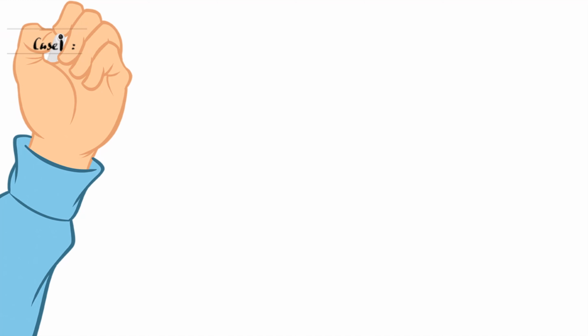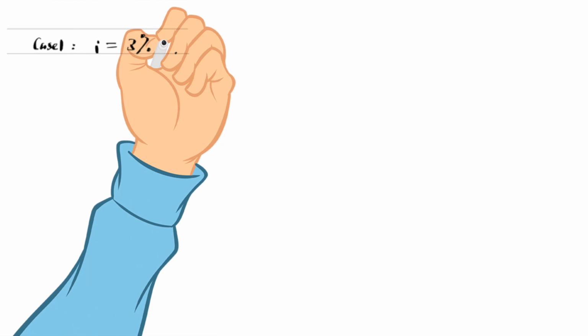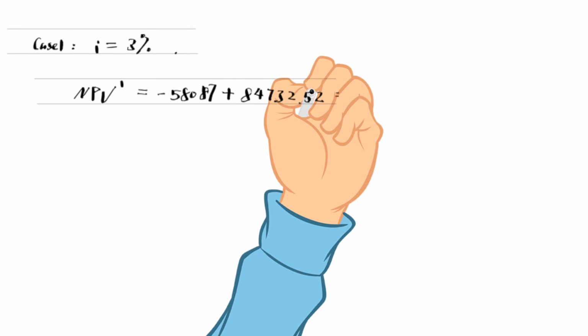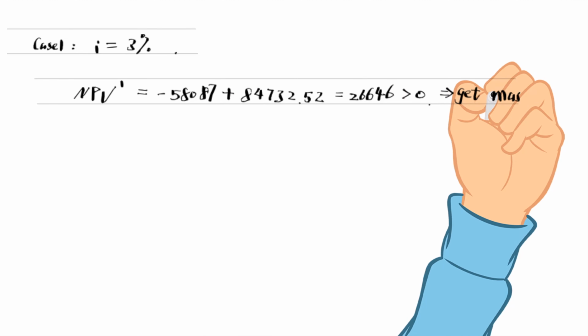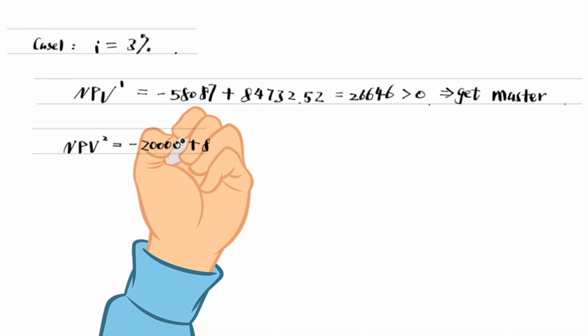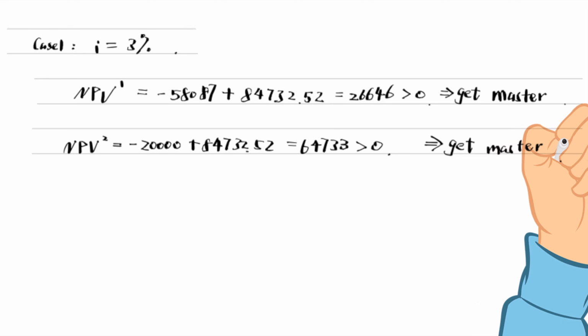In the first case of an interest rate of 3%, we compute the net present values and find that both are positive. It implies that no matter whether we are allowed to work while studying, we should get a master's degree because it brings a positive net present value.